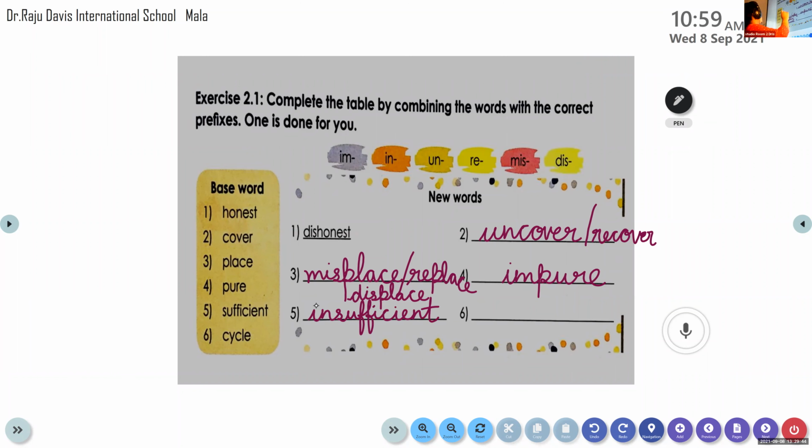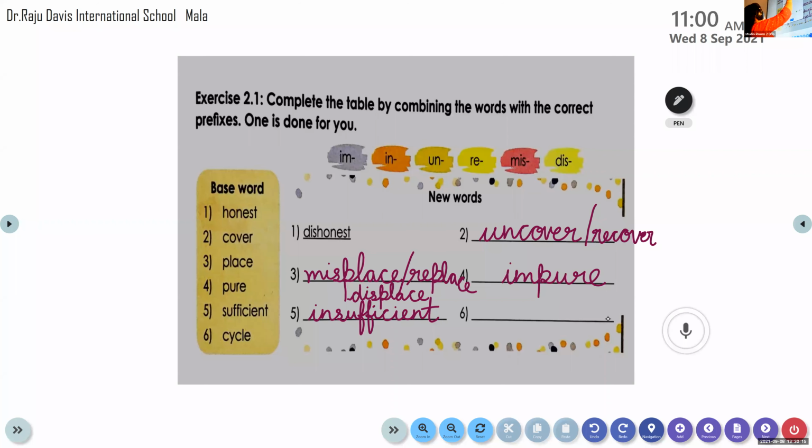Aiden, try the new word. Cycle. Which prefix will you add to the word cycle? Spelling? R-E. Yes, very good. Recycle.